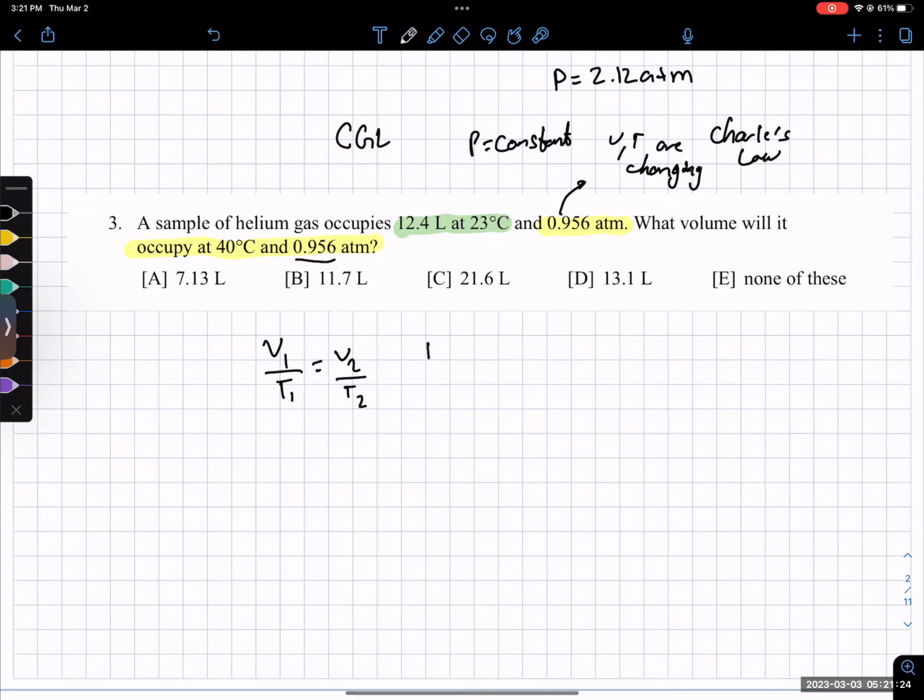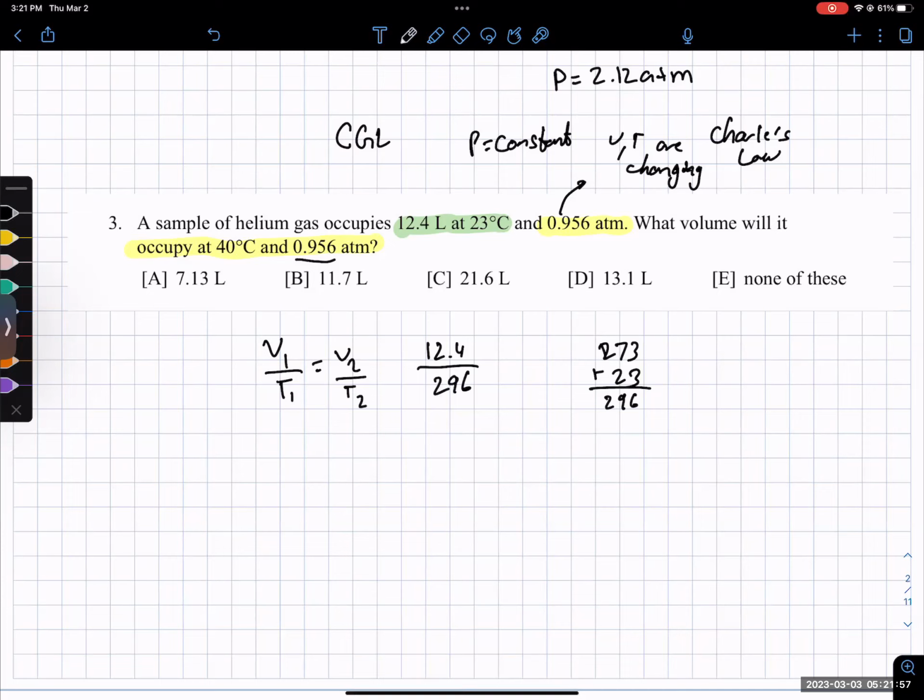So 12.4 liters of the volume over 23 degrees Celsius. Oh wait, it has to be in Kelvin, right? It does indeed have to be in Kelvin. So 23 plus 273. What is that again? It's 296. 296 Kelvin.